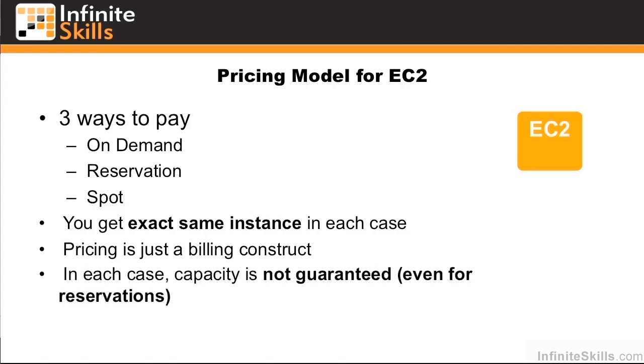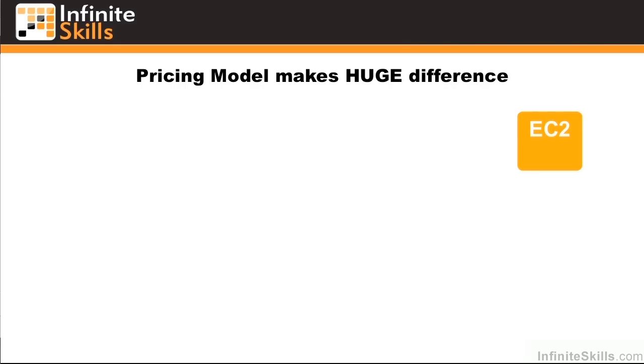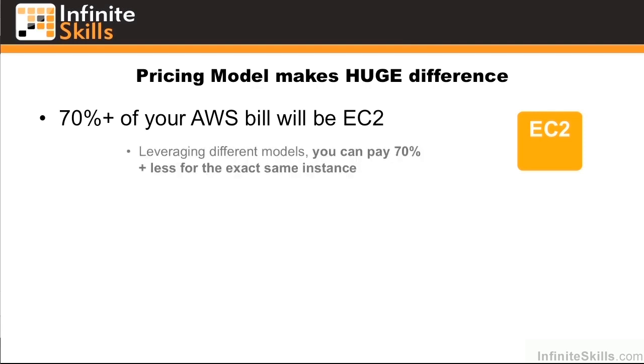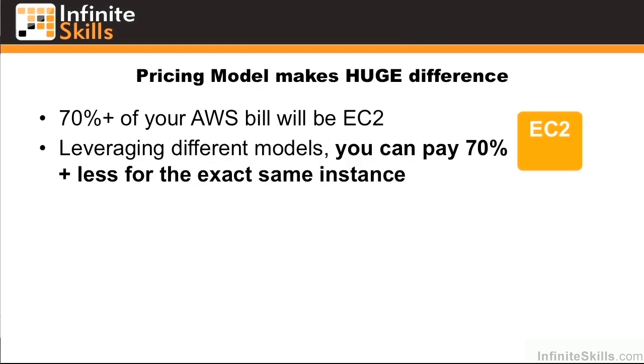In each case, the capacity is not guaranteed, even for reservations. Amazon rarely runs out of capacity, but it has happened. The pricing model for EC2 makes a huge difference in your final bill from AWS. Roughly 70+% of your Amazon bill will be EC2. And if you leverage different pricing models, you can pay up to 70% less for the exact same instance.